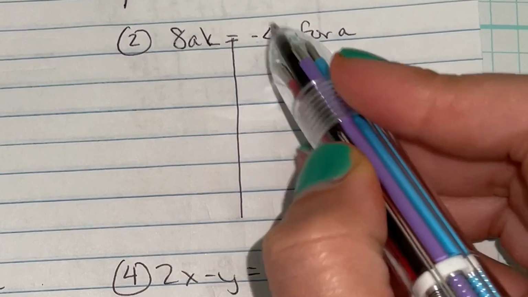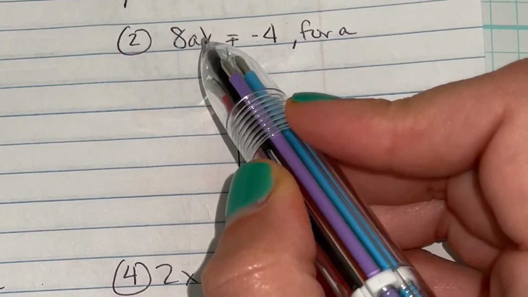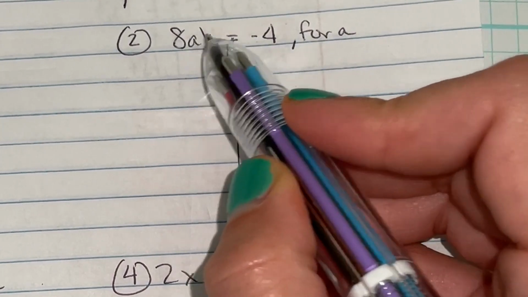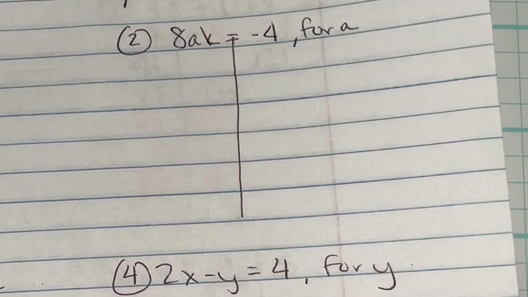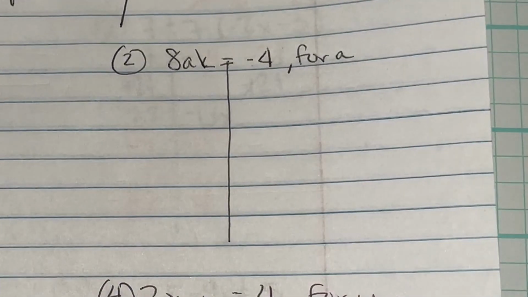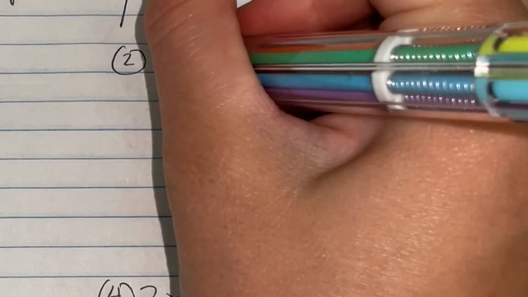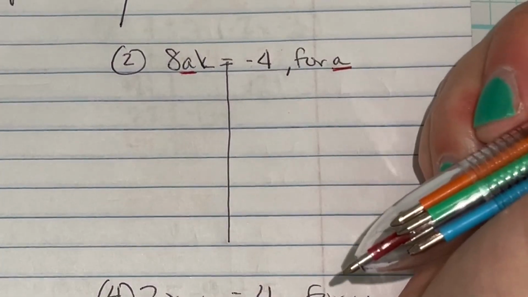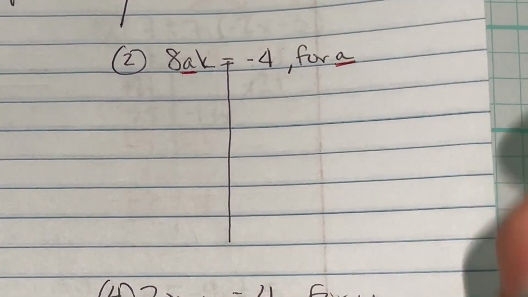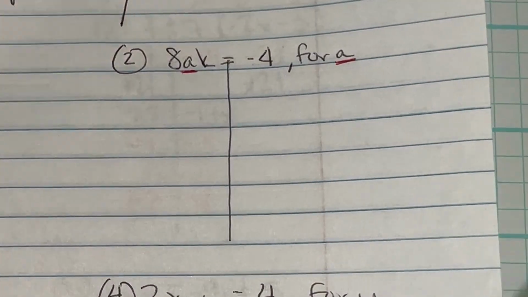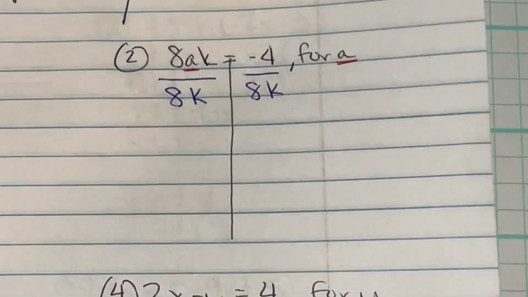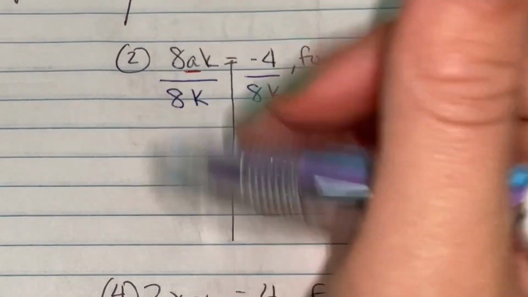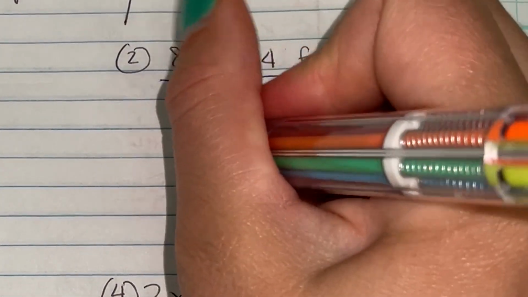All right. Balance bar. 8ak equals negative 4. Now, 8ak means 8 times a times k. We are solving for a. Let's make this straight. We are solving for a. So we want to get this a all by itself. Now we know that 8 and k are both being multiplied to that a. So what's the opposite of multiplying to the a? You got it. We are going to divide by 8 and k on both sides. Boom. And this will leave us with that a totally by itself.